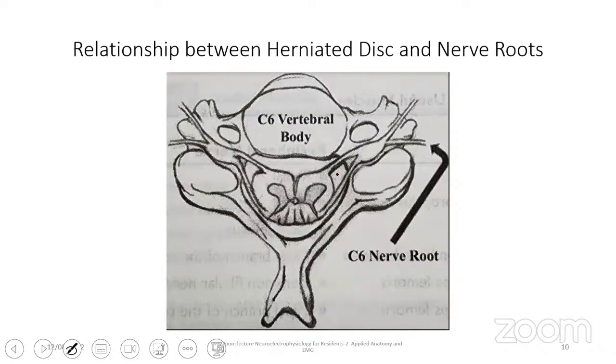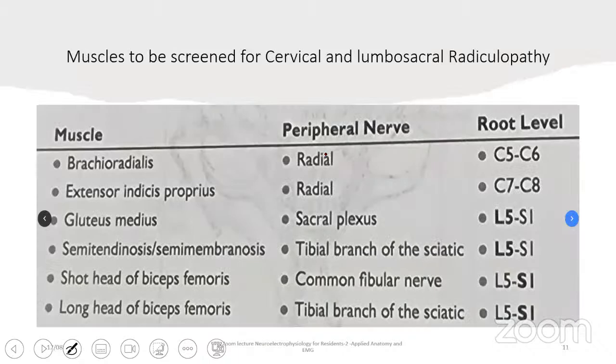Similarly, you have the cervical vertebral body, and these are the dorsal and ventral roots, which are coming out, and this is the cervical nerve root that is coming out, and there can be pressure here if there is a central disc prolapse. So after seeing that, we should know what are the muscles that are important for us to do in EMG and to identify the root and the nerve.